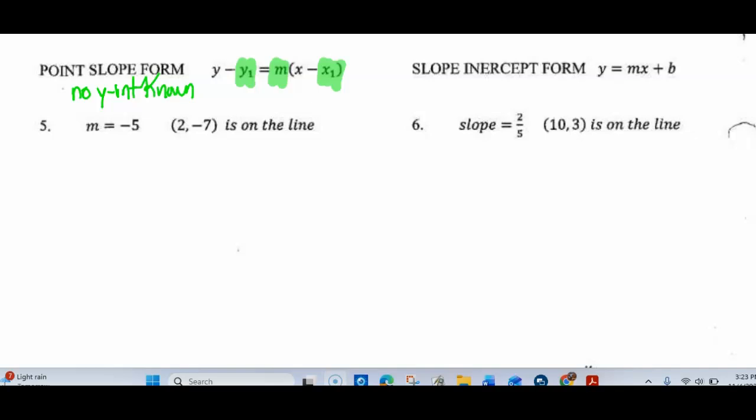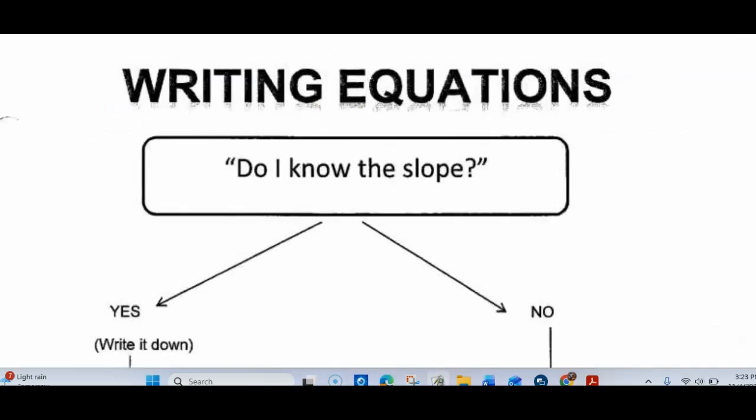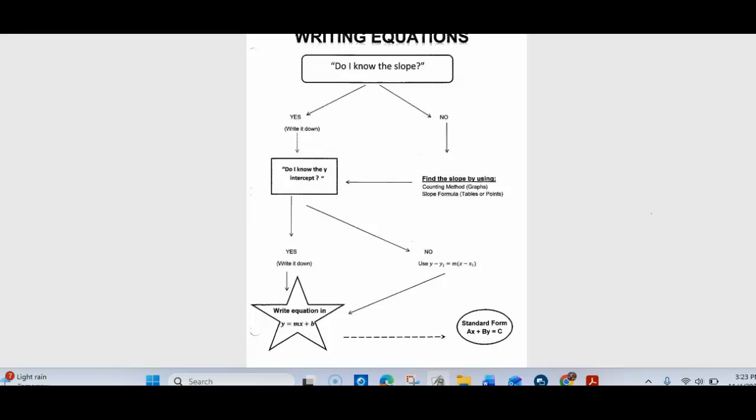So on number 5, you're always asking yourself, I'm going to go back for a second. I gave you guys this chart in class, and I don't know if you still have it in your notebook. You might not have it at home with you, but I included it in the email. The first question you always say is, do I know the slope? If yes, you're going to write it down. And then you ask, do I know the y-intercept? Now, if you don't know the y-intercept, that's when you use point slope. So that's what I'm going to show you right now. Hopefully you remember this chart.